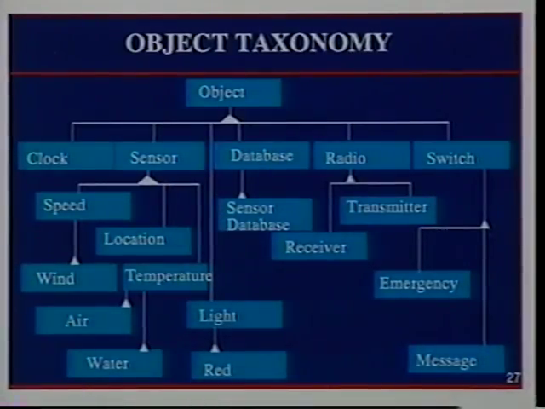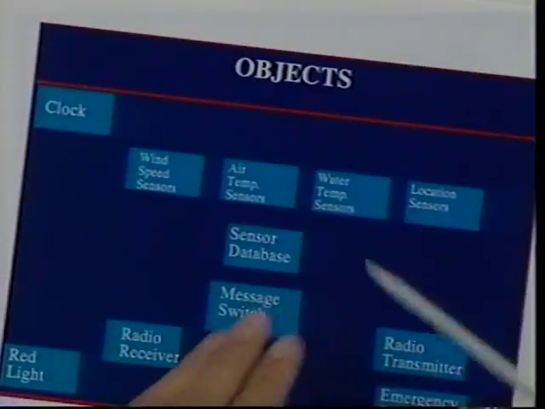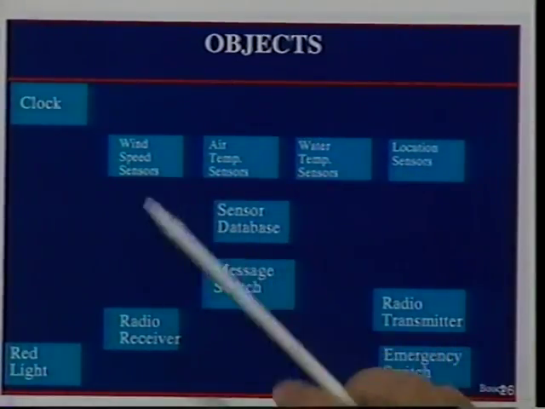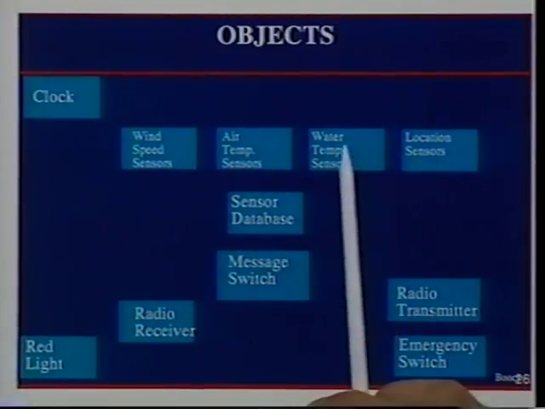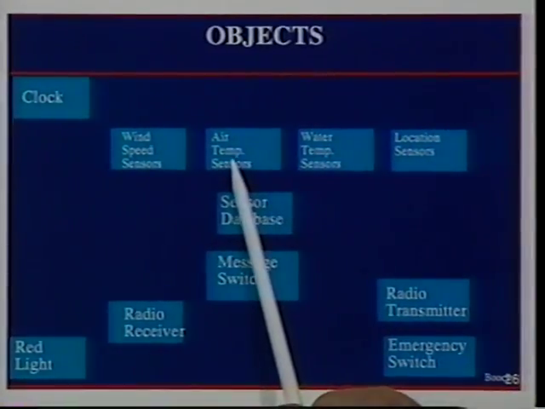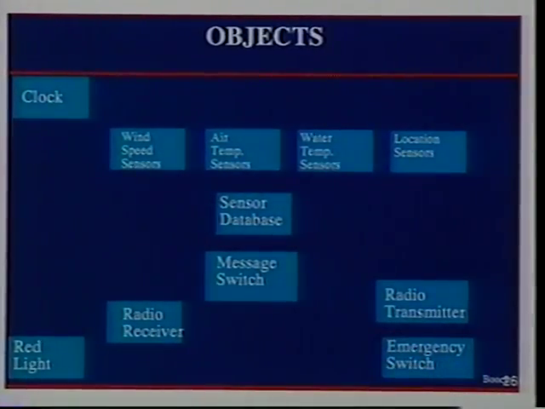For each of these objects, we have to determine what goes in and what goes out. So we have to determine the structure and the behavior for each of these objects. For example, if I take the sensor object, I want to know what that sensor object does, or what the wind speed sensor object does. Remember that we have taken all these objects, the location sensors, water temperature sensors, air temperature sensors, and wind speed sensors, and abstracted them into a sensor object.